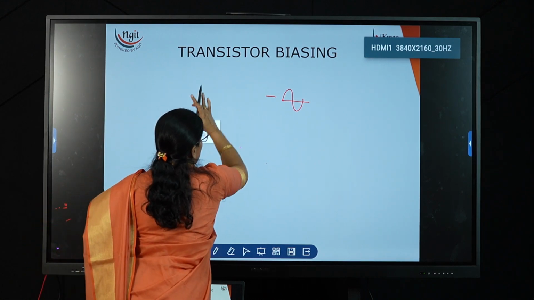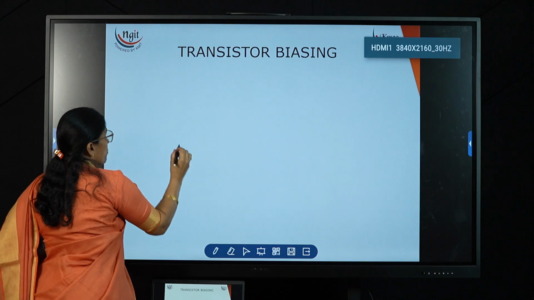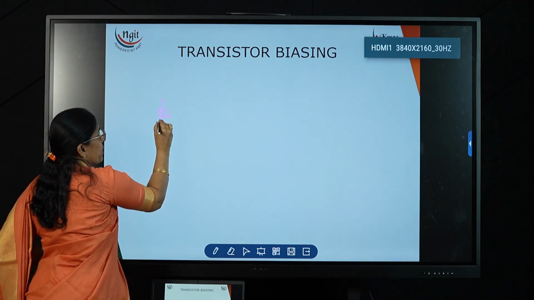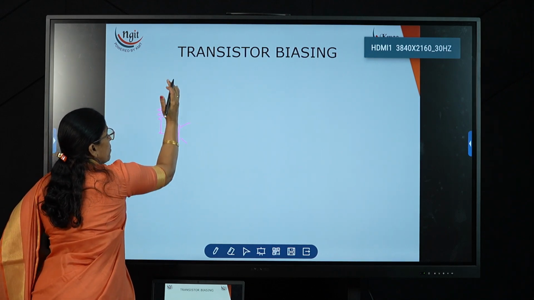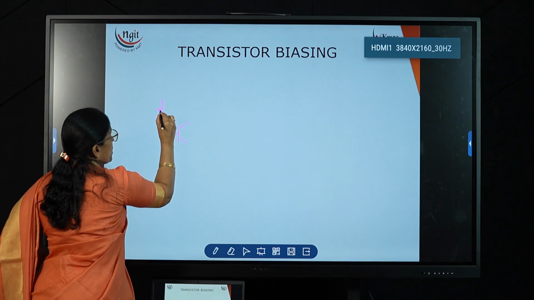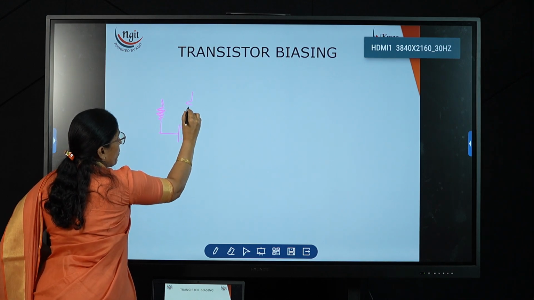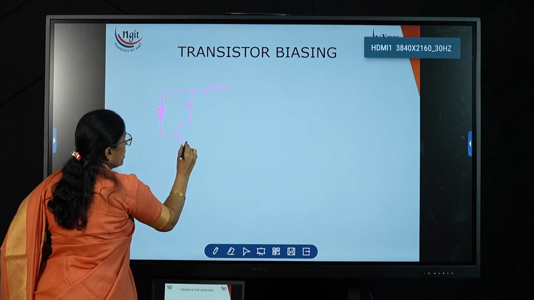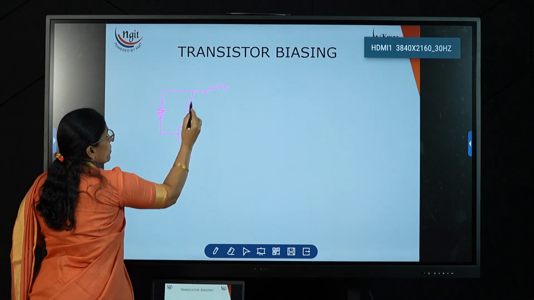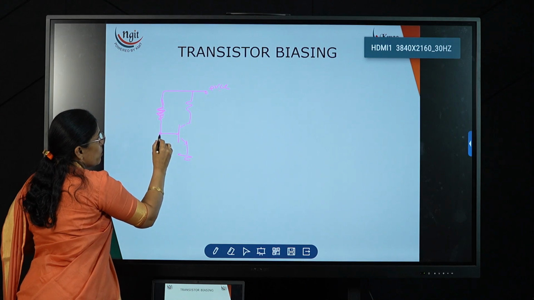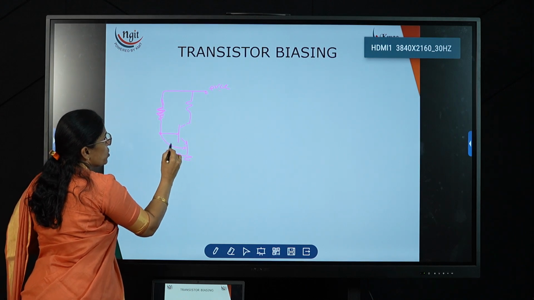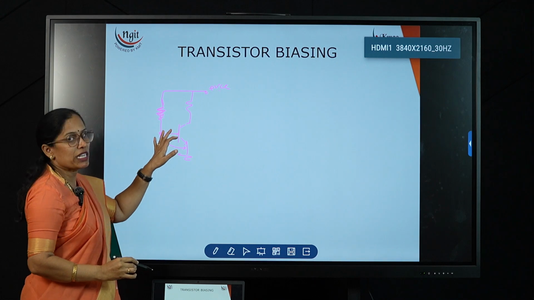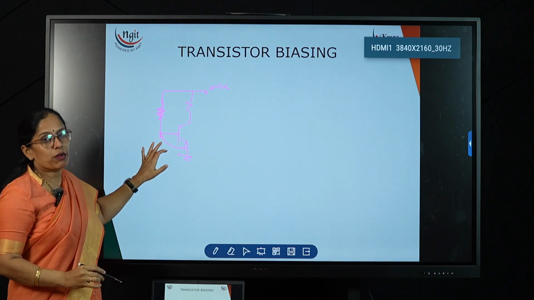How to apply the DC at the base? By using one simple resistor. Now in the configurations we have studied, by using this base resistor, we can apply the DC. Here I am applying the VCC and this is a grounded emitter. By using this DC, some voltage will be available that makes this junction on. This is called the base resistor biasing.